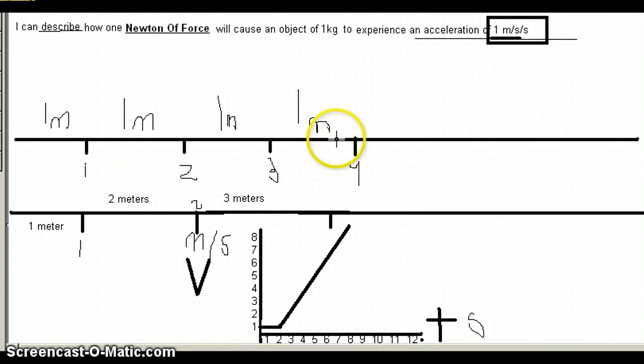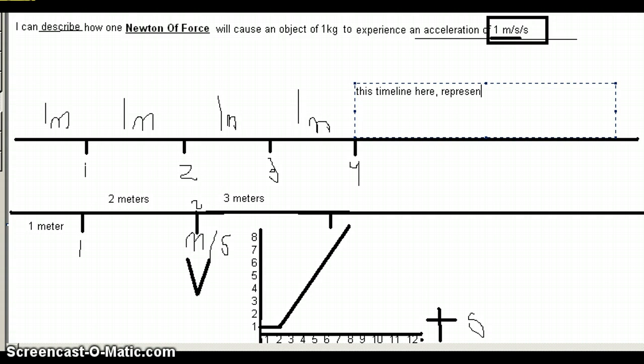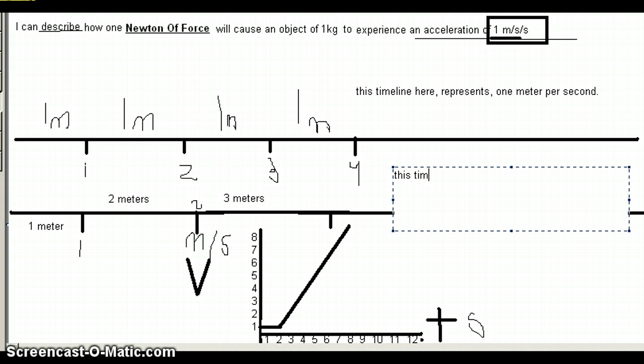and on a timeline. Now, if you were asked to justify your answer, you could say that this timeline here represents 1 meter per second. This timeline shows an acceleration of 1 meter per second every second.